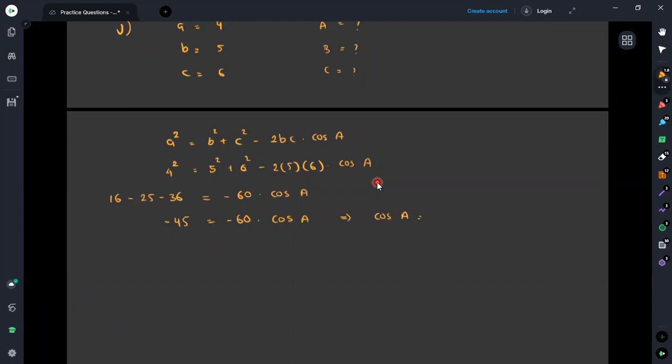Which leads to the value of cosine A. If you divide both sides by minus 60, we get 45 divided by 60, which is equal to 0.75 or 3 divided by 4. Then we can take the inverse of that value as the angle A. It is the cosine inverse of 0.75. Then the angle A is equal to 41 degrees.